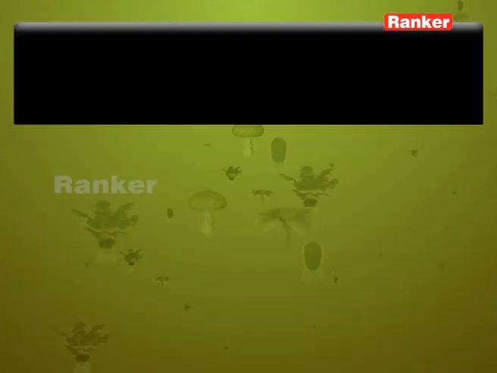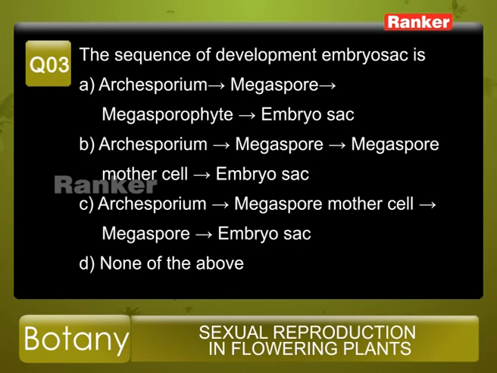Question number 3. The sequence of development of embryo sac is, the given options are, option A, archisporium, megaspore, megasporophyte and embryo sac. Option B, archisporium, megaspore, megaspore mother cell and embryo sac. Option C, archisporium, megaspore mother cell, megaspore and embryo sac. Option D, none of the above.